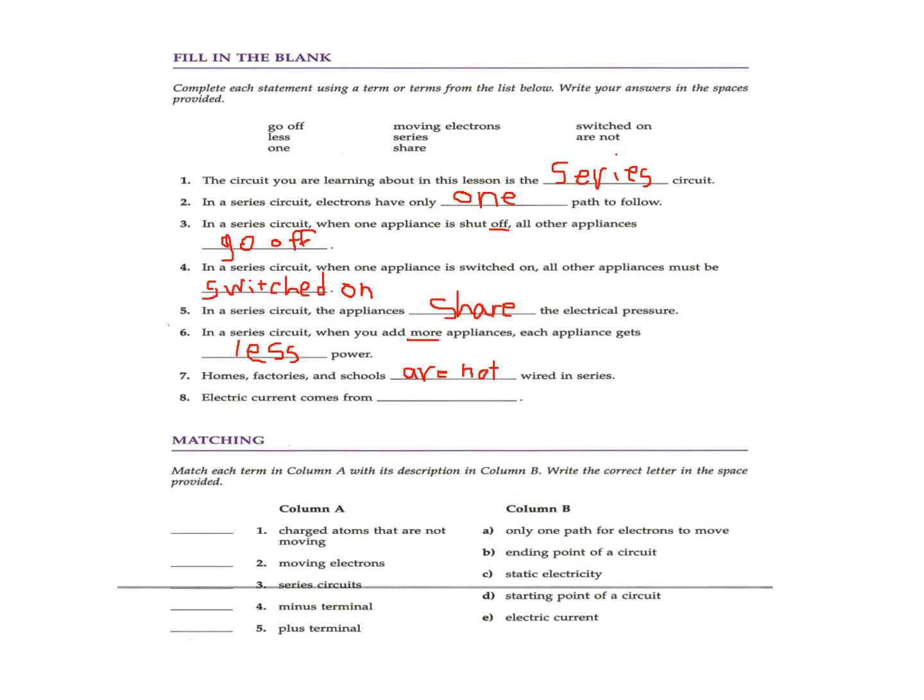Electric current comes from moving electrons.